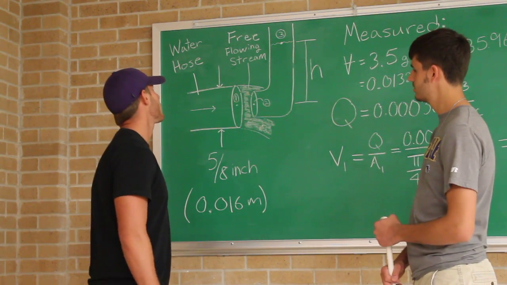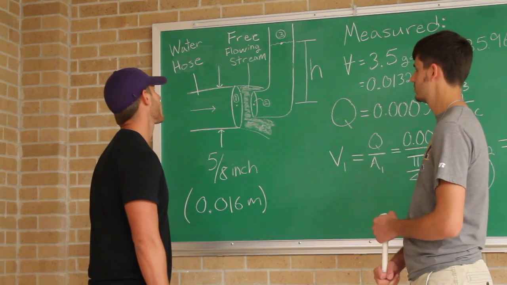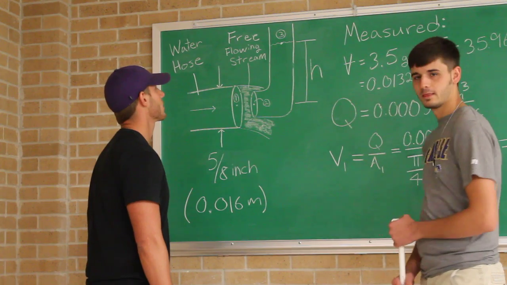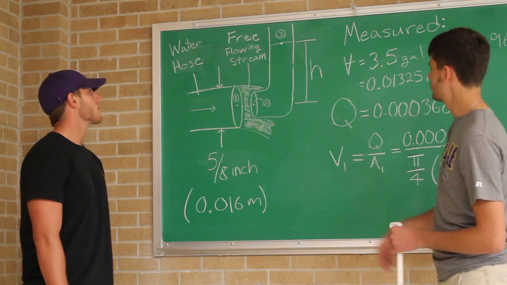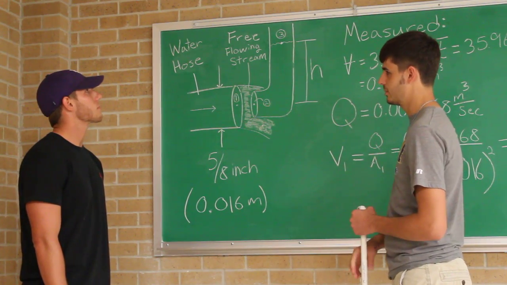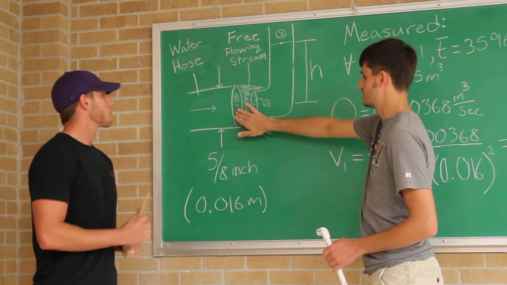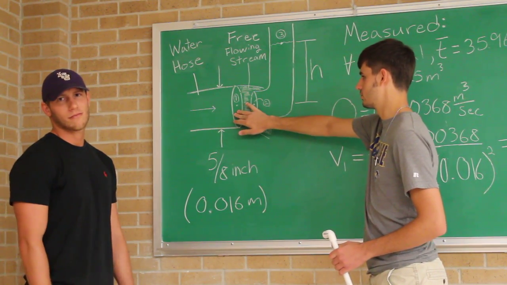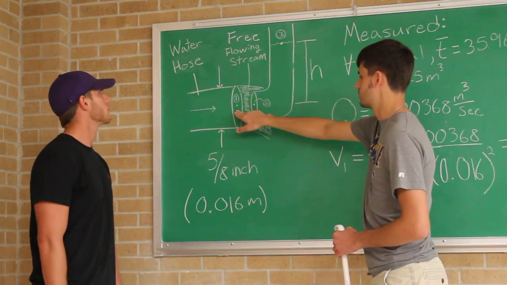We placed our manometer in front of a water hose with a free-flowing stream and held it there until we reached equilibrium height. We measured that height, and then in order to use Bernoulli's, we had to pick 3 different points in our system. Our first point is the center of the end of the water hose, where we're going to be calculating the velocity using Bernoulli.